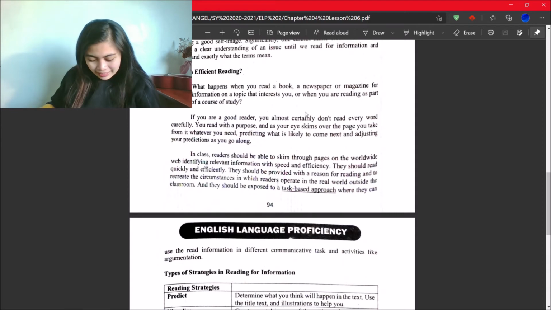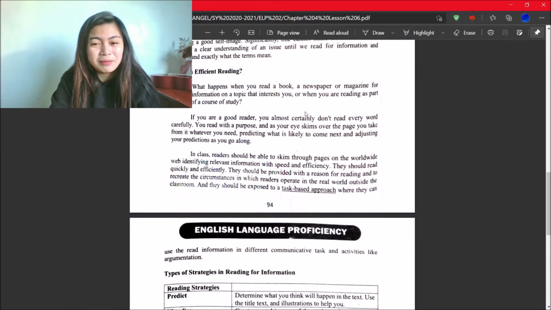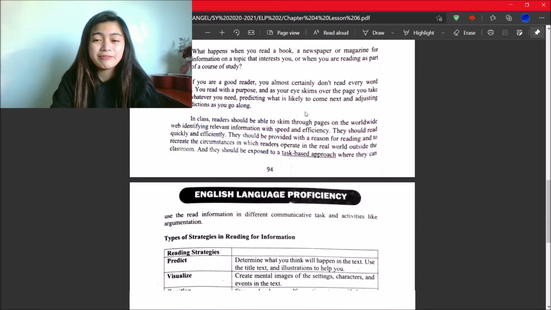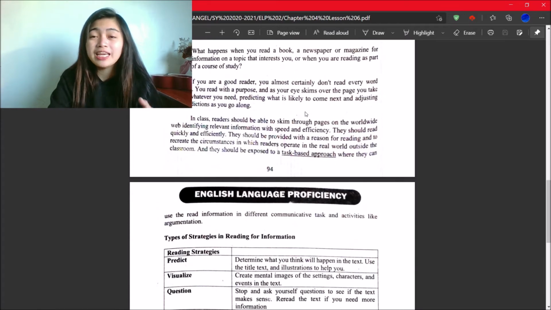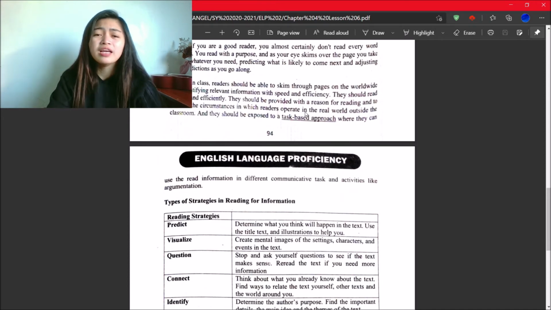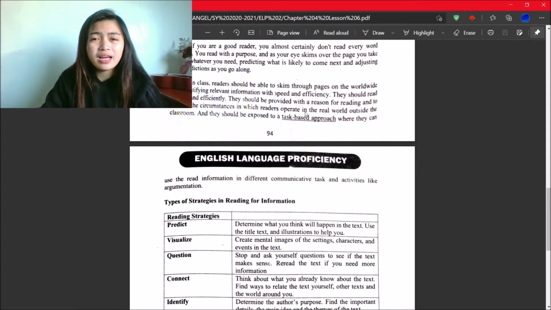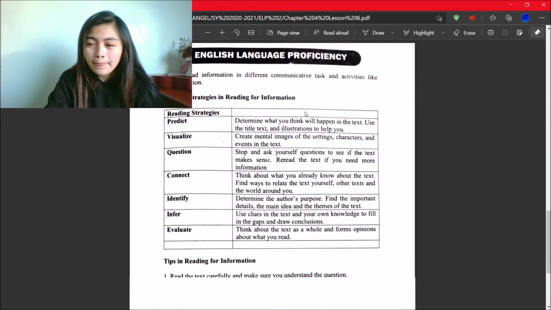So yeah. And balik tayo dito, in class, readers should be able to skim through pages on World Wide Web, identifying relevant information with speed and efficiency. They should read quickly and efficiently. So they should be provided with a reason for reading and to recreate the circumstances in which readers operate in the real world outside the classrooms. And they should be exposed to a task-based approach where they can use the read information in different communicative tasks and activities like argumentation. So, malapit na tayong matapos.